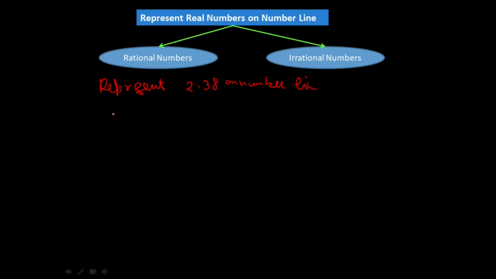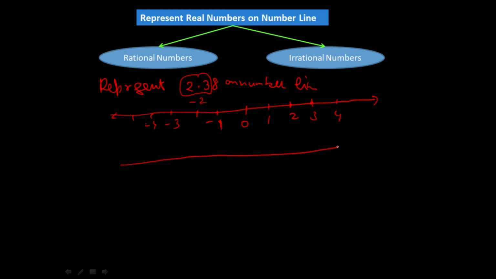So what's the method? First of all, take a straight line, show the number line. This is 0, this is 1, this is 2 over here, this is 3, this is 4 and so on. This is negative side, -1, -2, -3, -4 and so on. So this number 2 point something will be lying between 2 and 3. Pick 2 here and 3 at the end. How is it possible? Just draw a straight line.